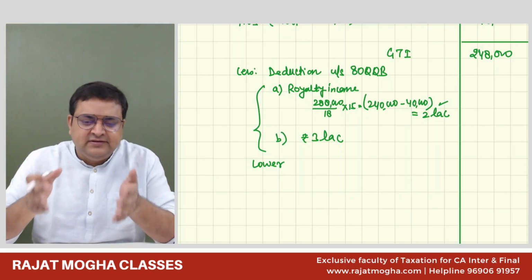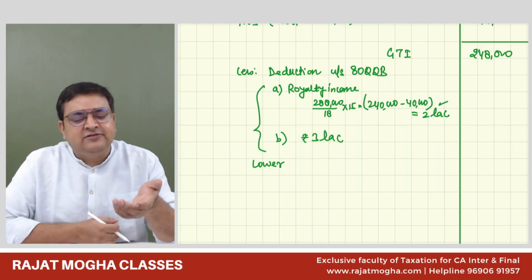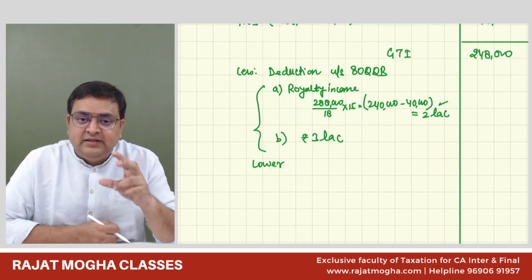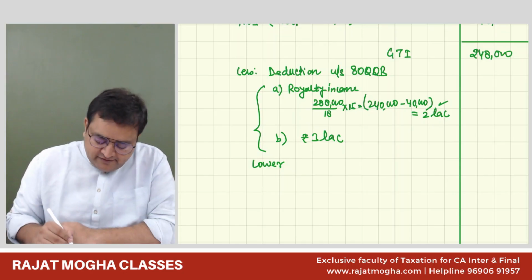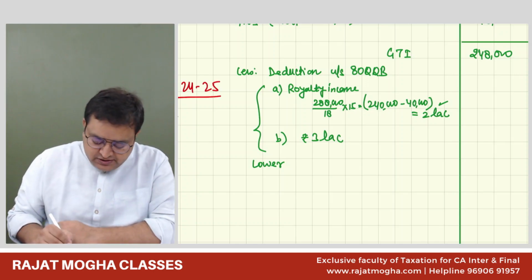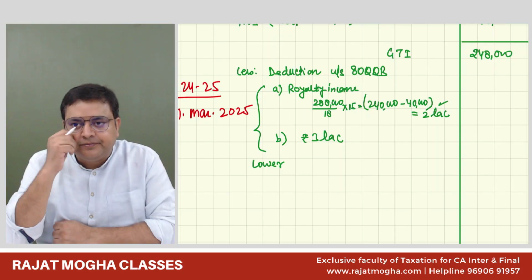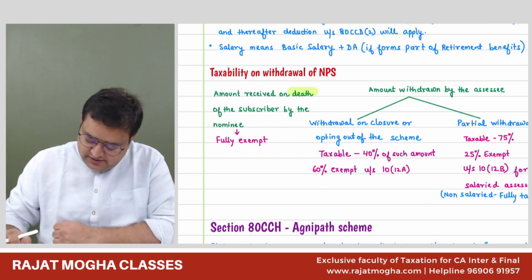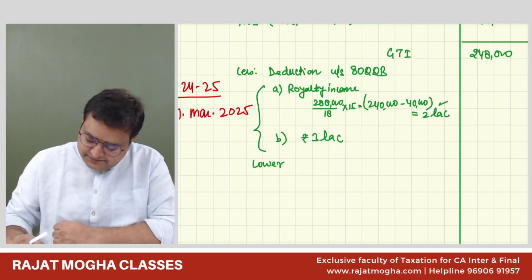In fact, once this year was over, I received this royalty within 1 month, within 2 months, once the year was over. This is the previous year, right? The last date of this year is 31st March 2025. Clear? Yes, sir. So we will allow.